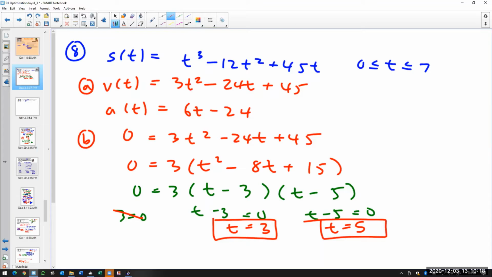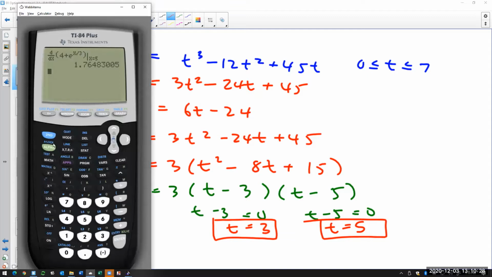Guys, make sure you understand this. This does not mean when my velocity is at a minimum. Okay, velocity at 0 does not mean velocity is at a minimum. Because if I go look at my velocity graph, which I'm going to have to anyway, let me just go ahead and look at it. Let me put in my velocity graph right here into your y1. And you can do it because you're going to need to do this anyway.